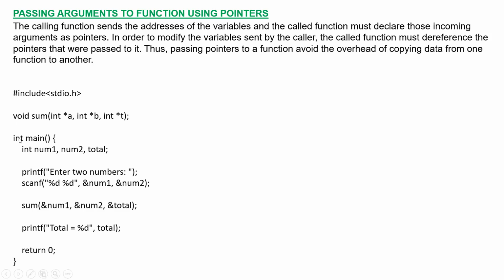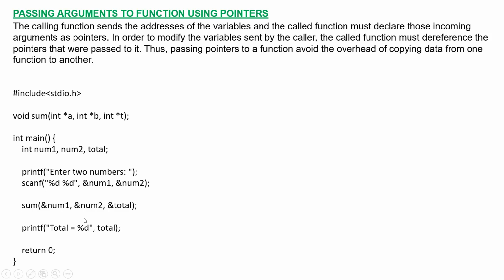So here is a simple example. Inside the main function, we are declaring variables num1, num2, and total. Now, enter two numbers. Num1 and num2 are entered. Now, using a sum function, num1 and num2 are entered. So what happens after that?